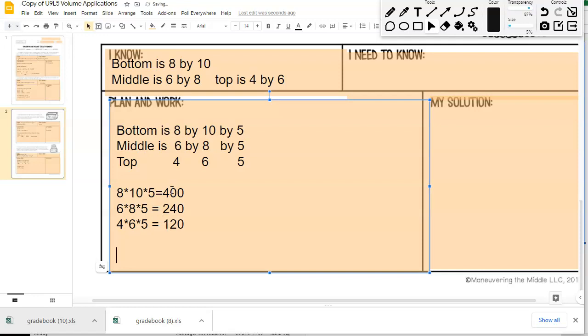So we add those all up, and our total, and notice that I actually was kind of slick here, and I tried to line them up so I can just add them up straight down. I get 0, I get 6, and I get 7. So it's 760 cubic inches.